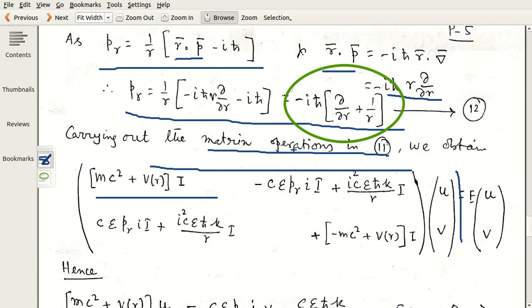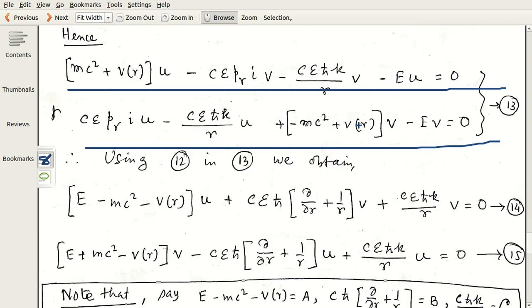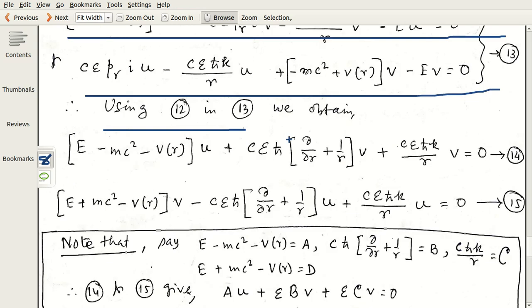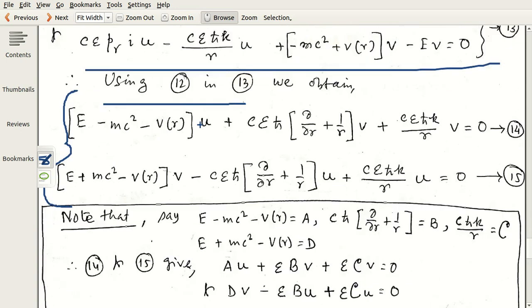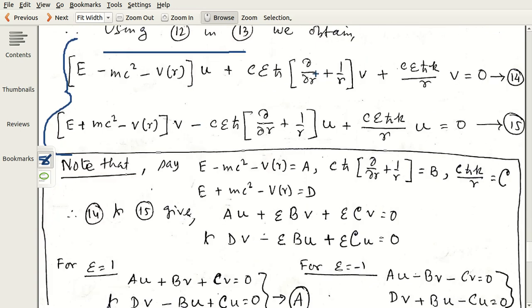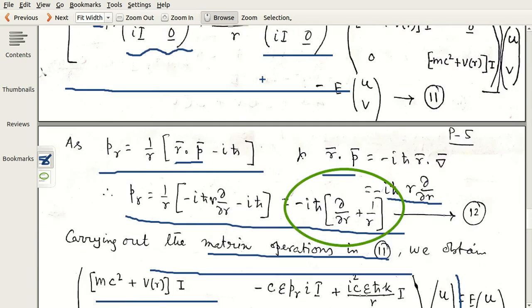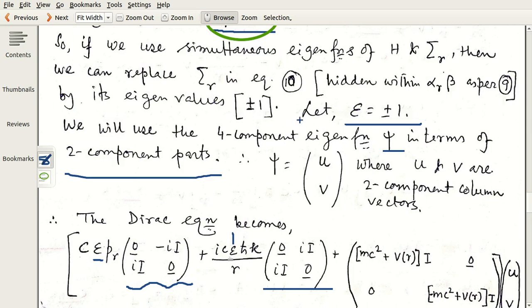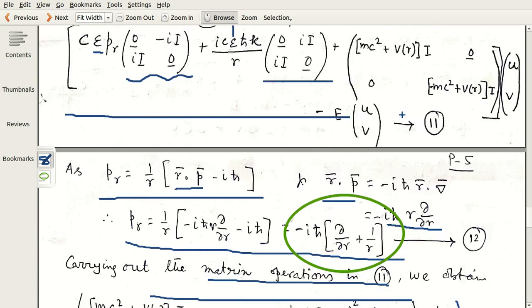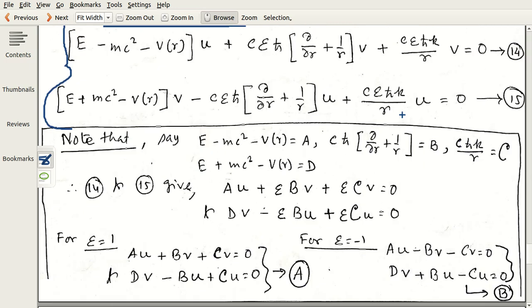Now you use p_r equal to minus iħ (∂/∂r + 1/r) here. So using 12 and 13 we obtain two equations. Now we want to note one very important point here. These are two equations, but epsilon was the eigenvalue of the sigma operator, and epsilon can take two values, plus 1 and minus 1. So actually we have four equations here.